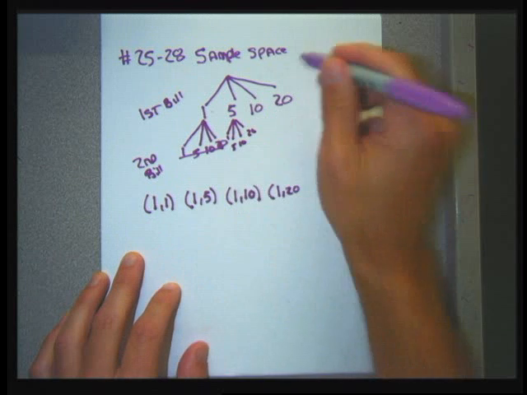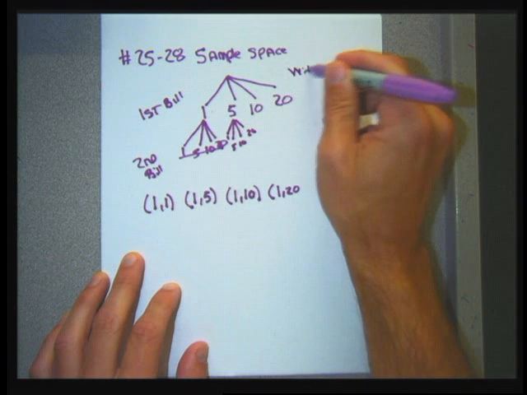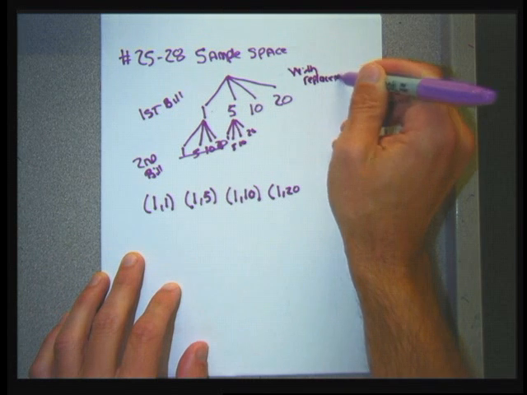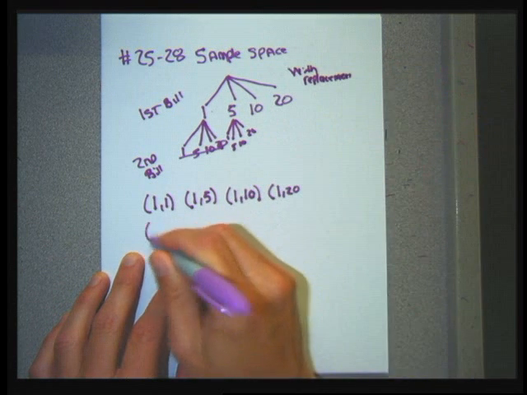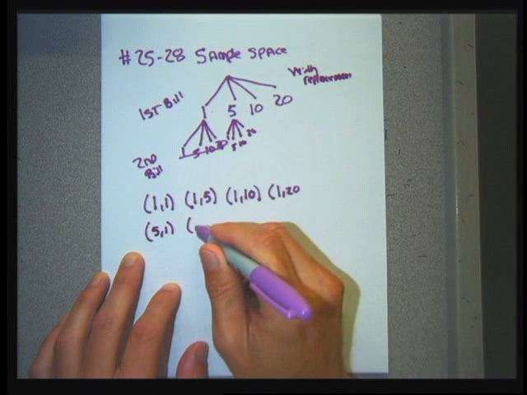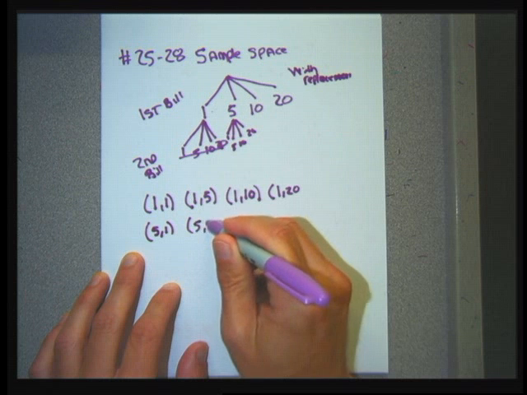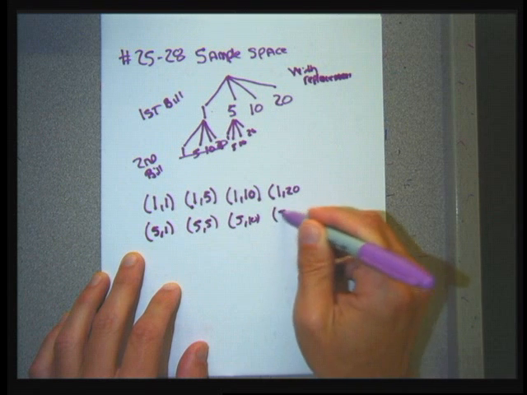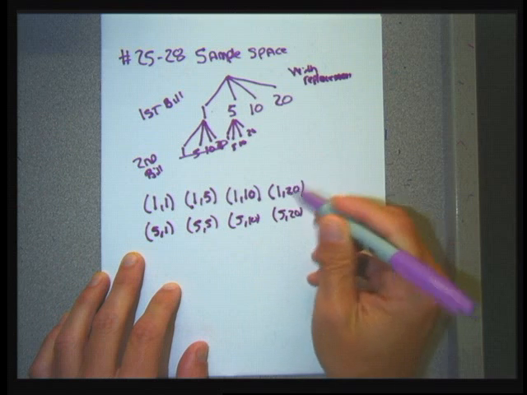The with replacement part of this allows me to get the same bill twice. If the author would have written without replacement, then I couldn't have got the same bill twice. But this branch is going to give me a 5 first, then a 1 second, a $5 bill, then a $5 bill, a $5 bill, then a $10 bill, and a $5 bill, then a $20 bill.